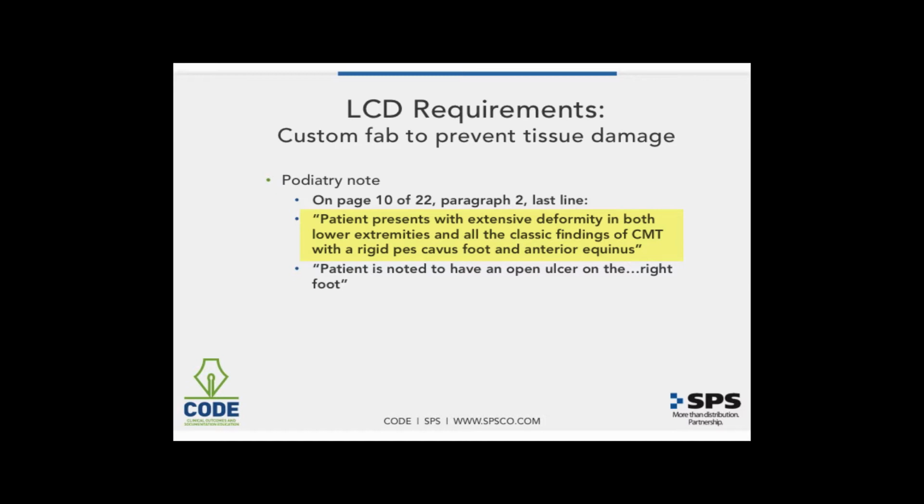That's good stuff. And then they also wrote in a different area, patient is noted to have an open ulcer on the right foot. That's good too, because we're showing that there is potential for tissue damage. So good information in there. But again, I just want to pull back and challenge this. Is the reviewer going to find that information? Is the reviewer going to make the connection between patient presents with extensive deformity and has an open ulcer, therefore they need a custom AFO to prevent tissue damage? Maybe, maybe not.